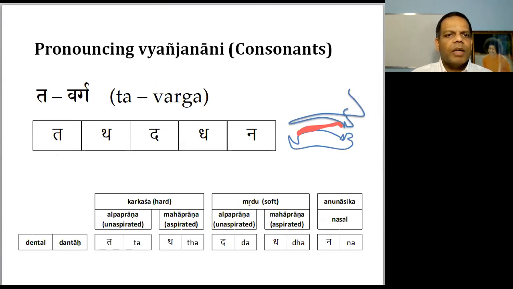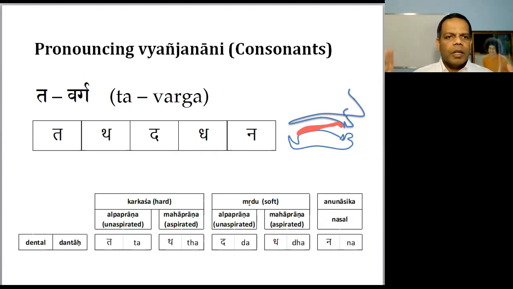Where you say the word ta, that is where you produce this na. The other one is da, na. So that is the difference. It is the position of the tongue. Sometimes we don't pay attention to where the tongue is, so we may place it somewhere in between. So it's neither one nor the other. So pay attention to where you place the tongue.